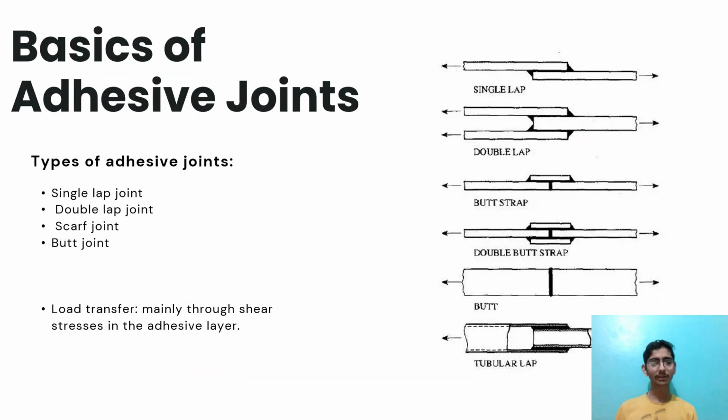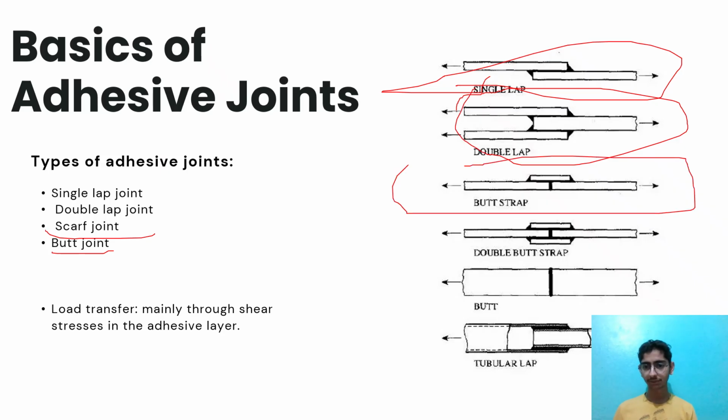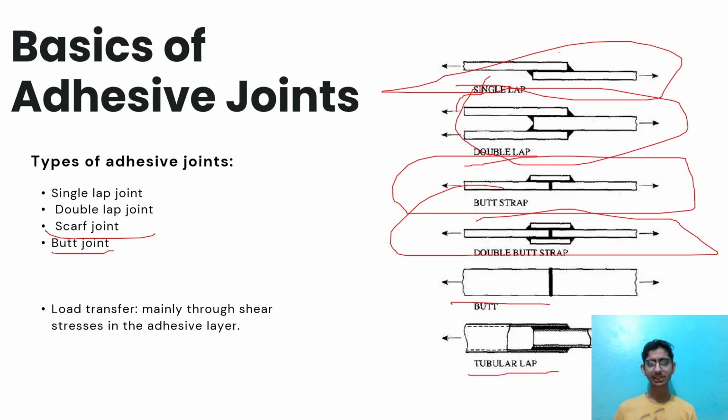And basic adhesive joints. What are the types of adhesive joints? Single lap joint, double lap joint, scarf joint, butt joint. Here we can see the single lap joint like this, double lap joint, butt straps, double butt straps, and tubular lap. In these kinds of joints, load transfers mainly through shear stresses in the adhesive layers.